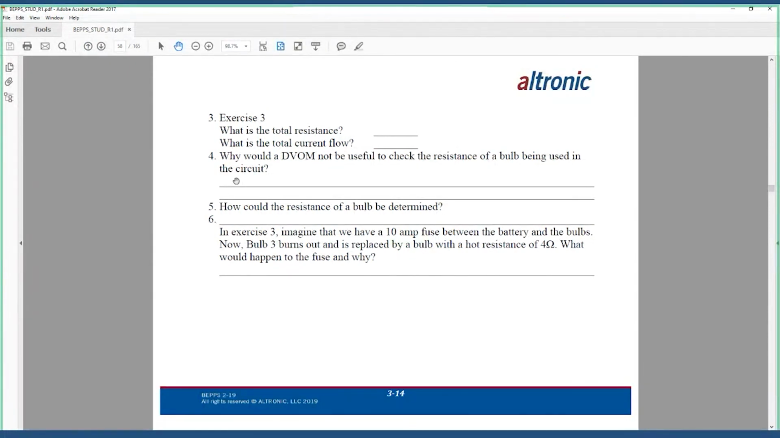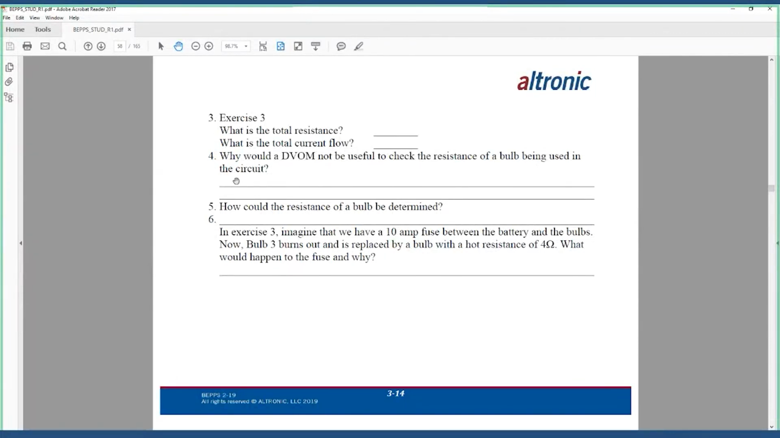So in exercise 3, imagine that we have a 10 amp fuse between the battery and the bulbs. Now bulb 3 burns out and is replaced by a bulb with a hot resistance of 4 ohms. What would happen to the fuse and why? That's a tough question. It almost makes you have to go back and rework the whole exercise. So we're thinking about circuit 3, and we're saying we got a 10 amp fuse on the circuit.